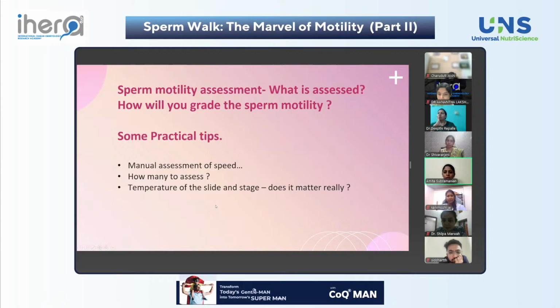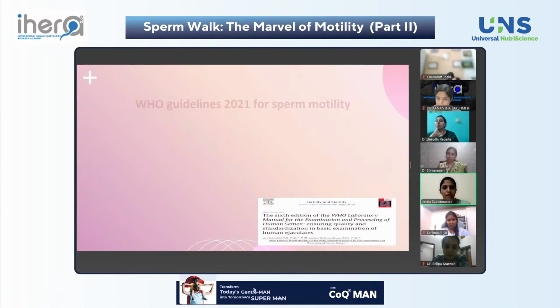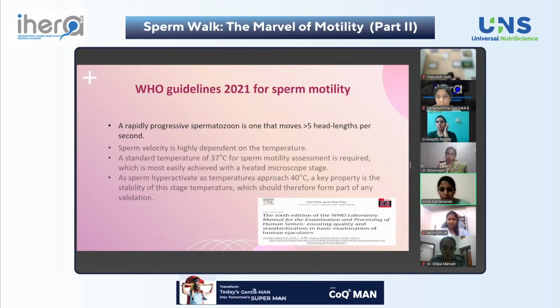So the WHO says that a rapidly progressive sperm is one that moves more than 5 head lengths per second, and sperm velocity is dependent on temperature. So we have to make sure that a standard temperature of 37 degrees is maintained, so that there are no variations in sperm motility. As sperm hyperactivate as temperature approaches 40 degrees, the stability of the stage temperature is very important as per the WHO guidelines. So as Shivaranjani beautifully explained, this is how we grade sperm motility.